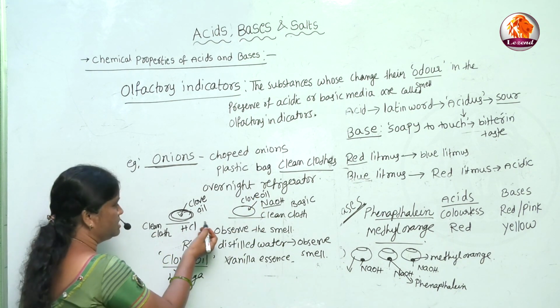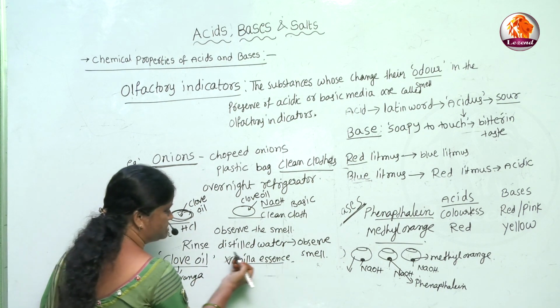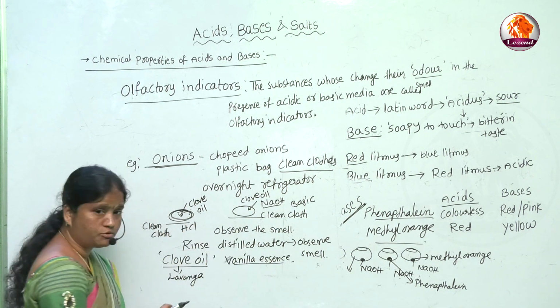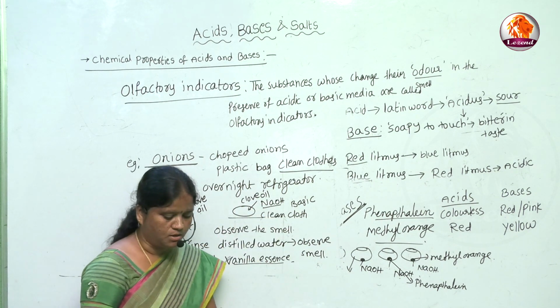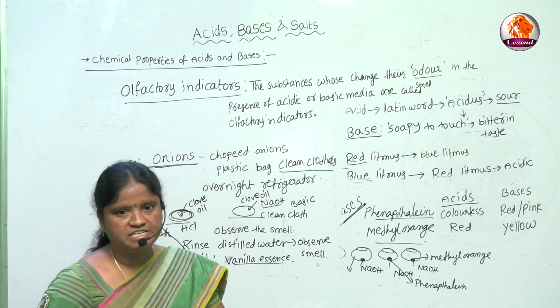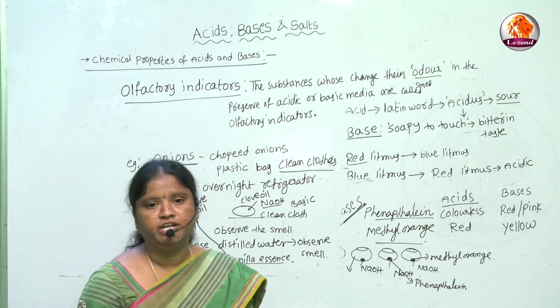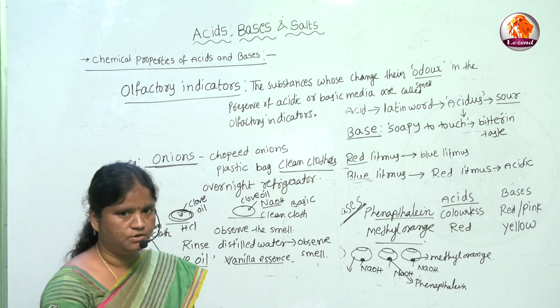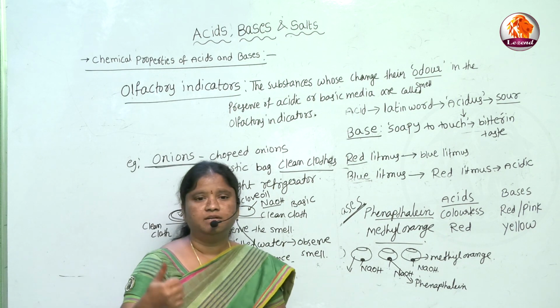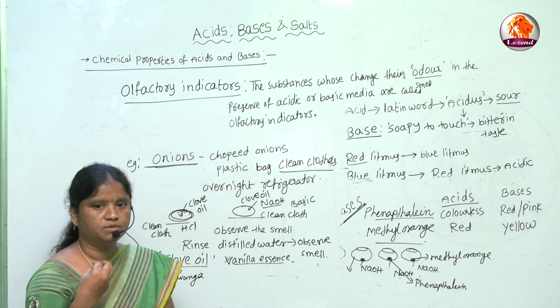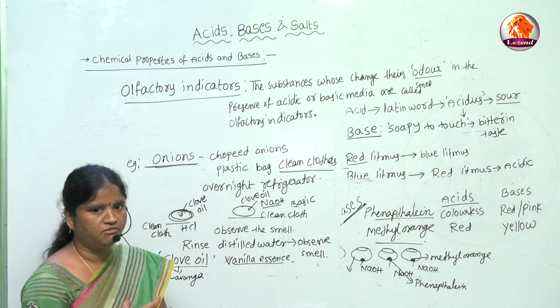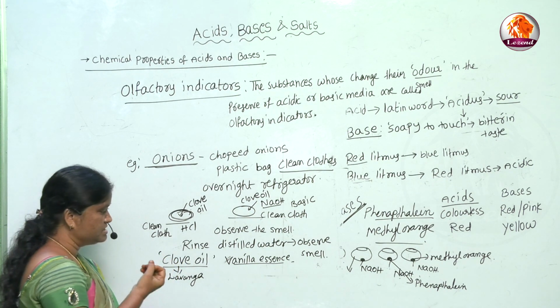In the same way again in watch glasses, we have to put a few drops of vanilla essence with dilute hydrochloric acid and dilute sodium hydroxide, and also observe the change in the smell of the vanilla essence before and after adding hydrochloric acid and sodium hydroxide, and confirm the change in the smell.